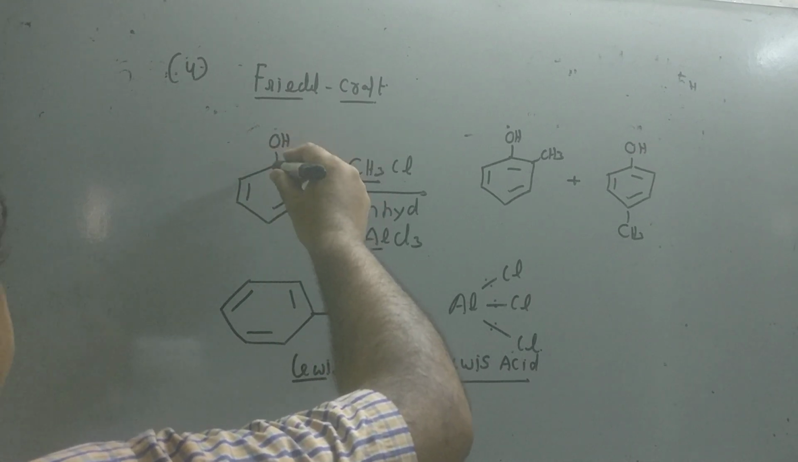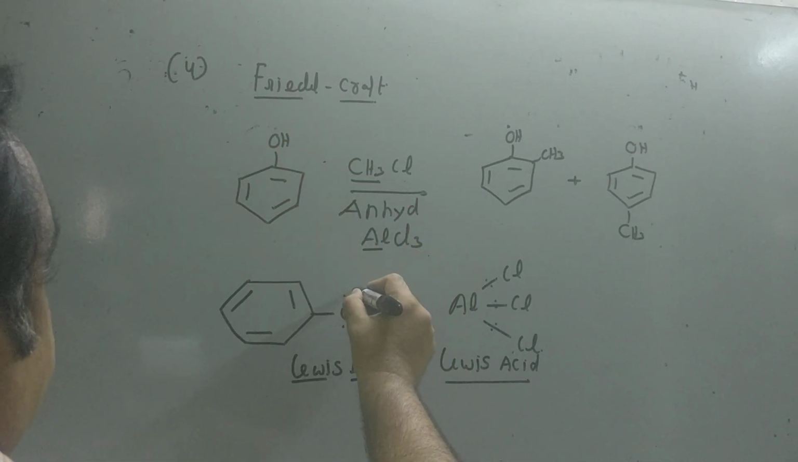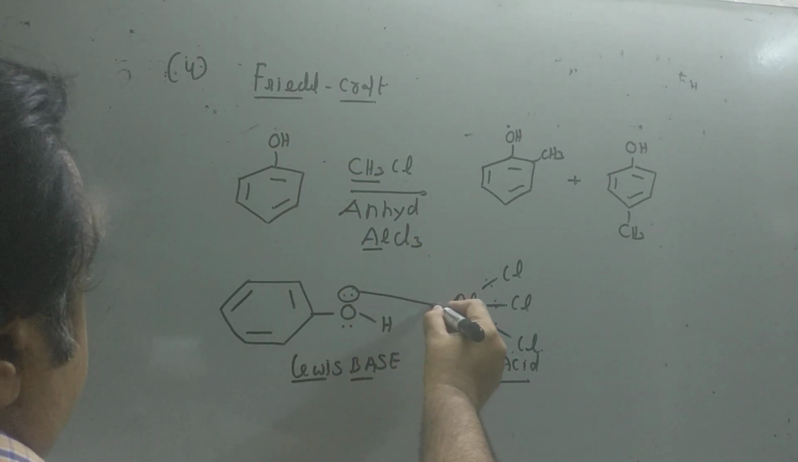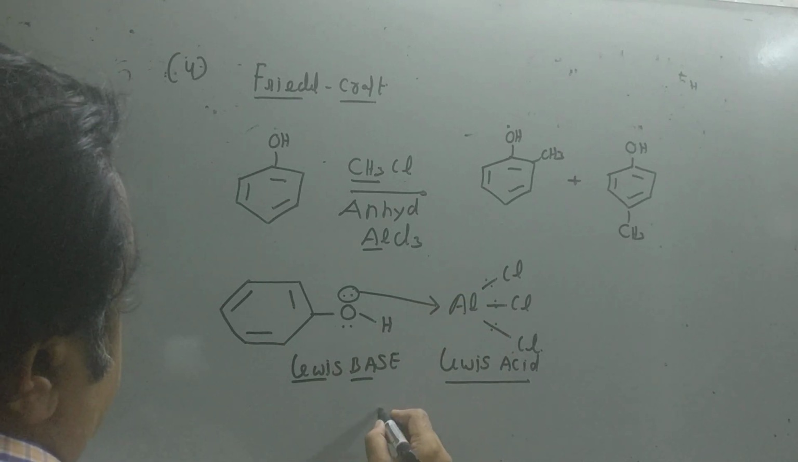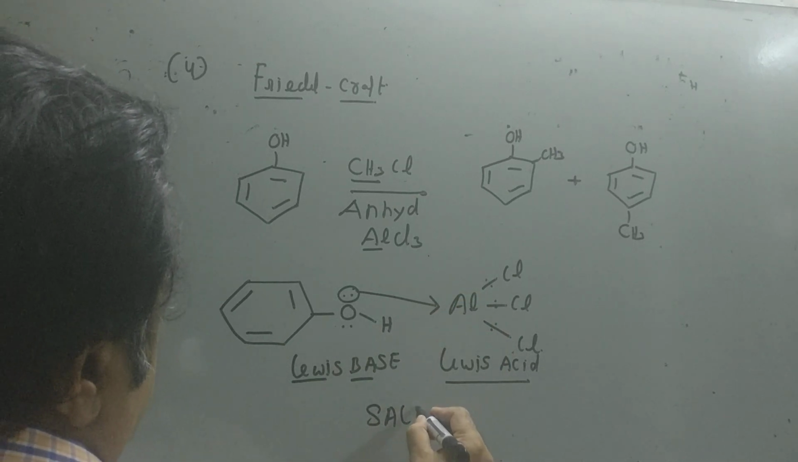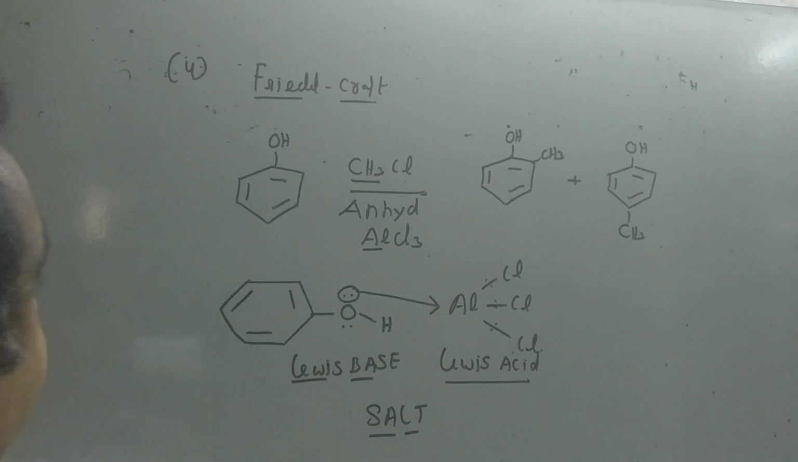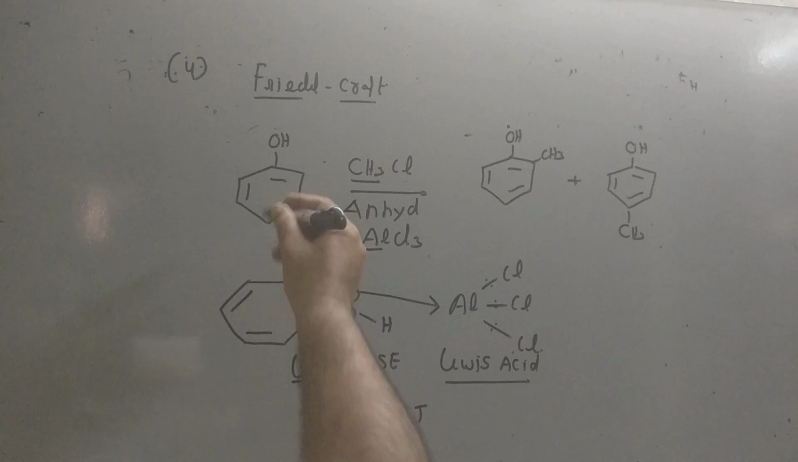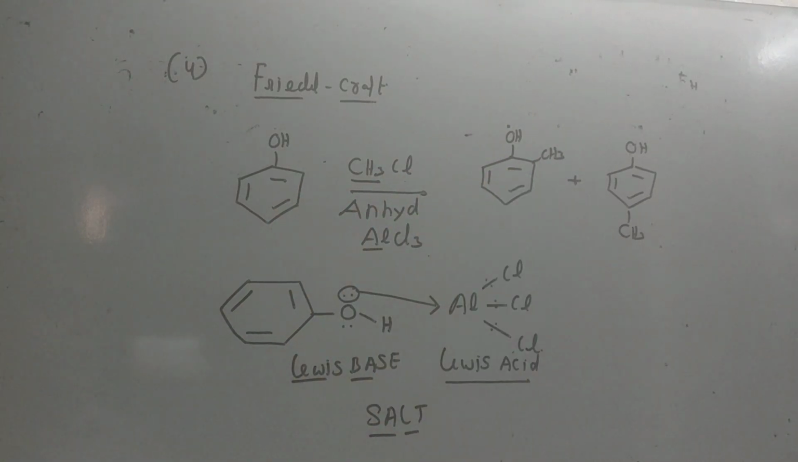90% of the phenol molecules react with the catalyst. How? This will give its lone pair like this. It forms a coordinate covalent bond. It forms a salt. So when you subject phenol to Friedel-Crafts reaction, 90% of the phenol molecules will undergo a reaction with AlCl3, which is a catalyst, and not with CH3Cl. Very few molecules will react with CH3Cl, and you will get a mixture of ortho and para product, and the yield of this reaction is going to be very, very less.